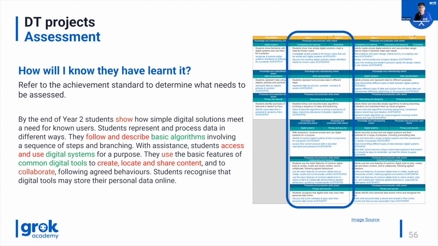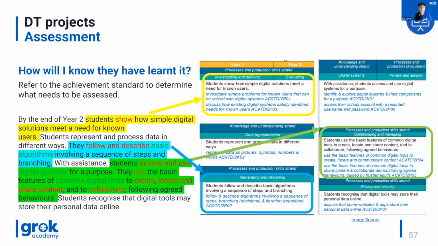Taking a look at the year 1-2, you can see here that we have the achievement standard for the year 1-2 area. And again, we have in the black writing each of the elements relating to the content descriptions. I've just blown that up a little bit so it makes a bit more sense here. So when you're looking at students showing how simple digital solutions meet a need for the known user, we're looking at number 1 and number 3.